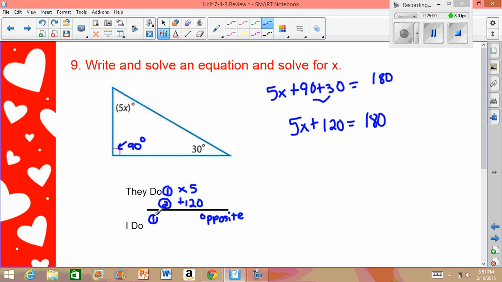So the first thing we're going to do is undo the adding 120 by doing the opposite, which is going to be subtract 120 on each side. After that, we do the opposite of the first thing, which is to divide by 5. So the bottom part tells us our two steps that we have to do. So remember, you're always doing what's on the bottom of our mirror. So the first thing we have to do is subtract 120 on each side.